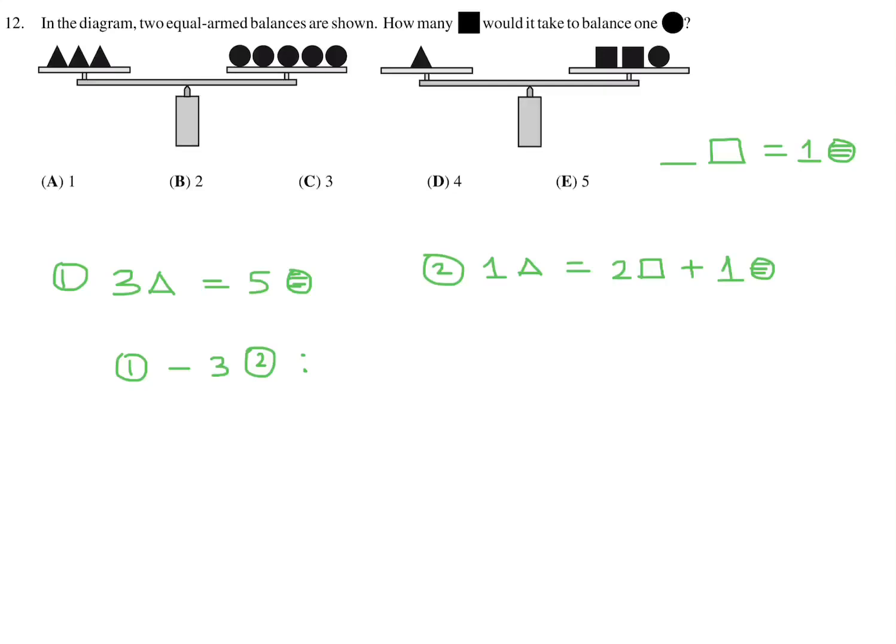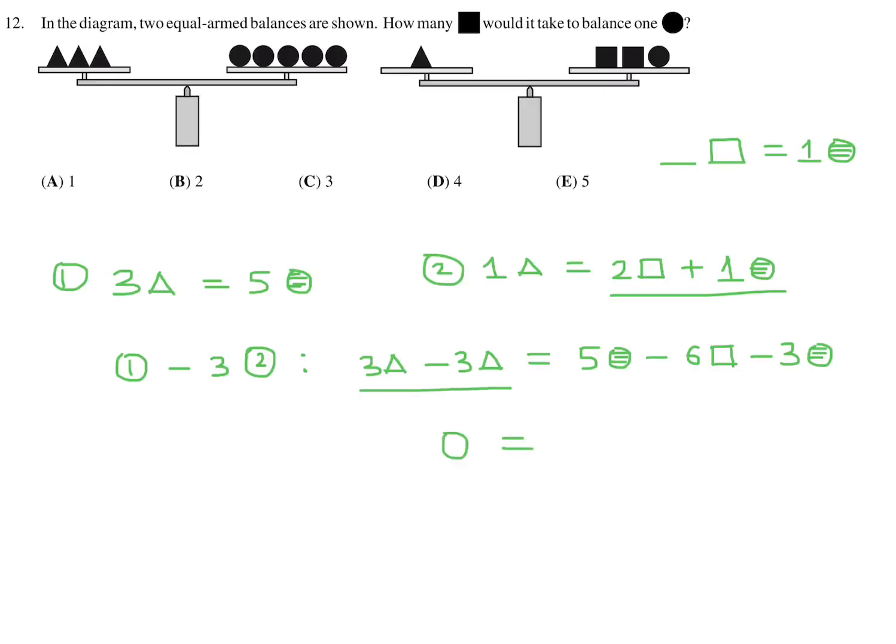So let's see, what does that give me? 3 triangles minus 3 triangles. And on the right side it would be 5 circles minus 3 times this guy. So 6 squares plus 3 circles. All right, this side here becomes 0. This becomes 2 circles minus 6 squares. Bring the minus 6 squares over. You get 6 squares is equal to 2 circles. And then divide through by 2, and you get 1 circle is equal to 3 squares. So there you go. That's what they wanted. And therefore, number 12, the answer is C.